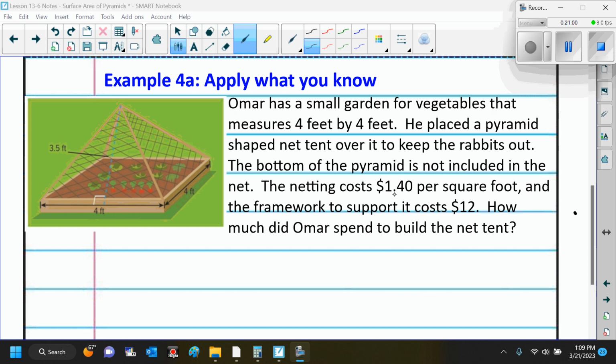The netting costs $1.40 per square foot, and the framework, that's the wood up here, the total cost for that was $12. So we want to know how much did Omar spend to build the net. So we want to find the area of the net, and we also want to add how much it costs for the support beams here, which is the $12. Okay, so let's start by finding the area and the cost of that net.